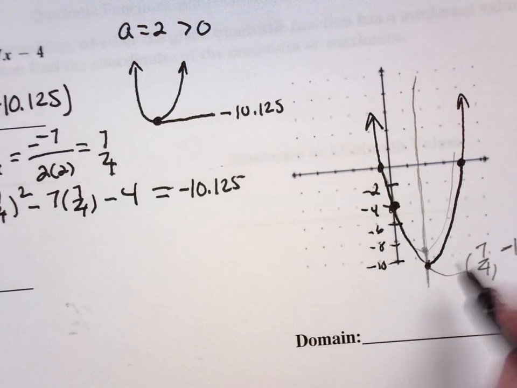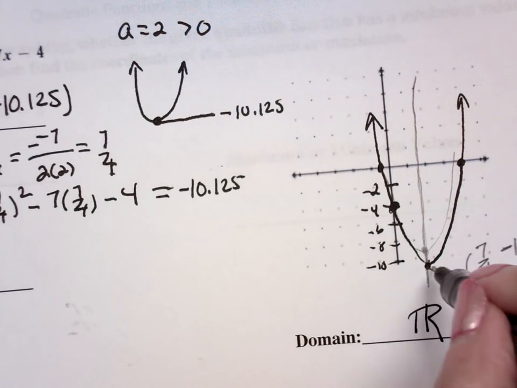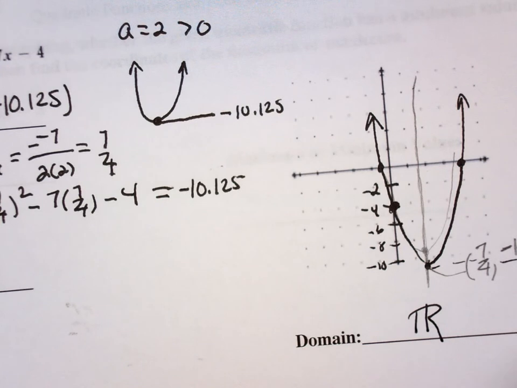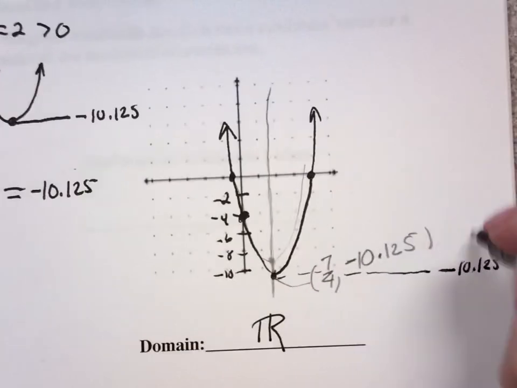What's the domain? All real numbers. And then what's the range? It starts at negative 10.125, right? And then goes on forever.